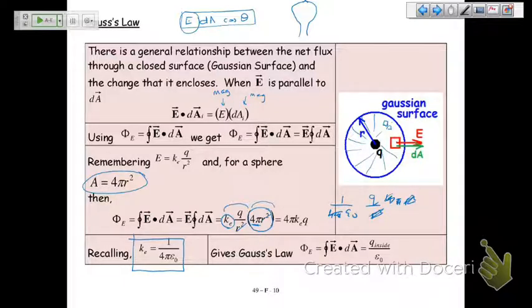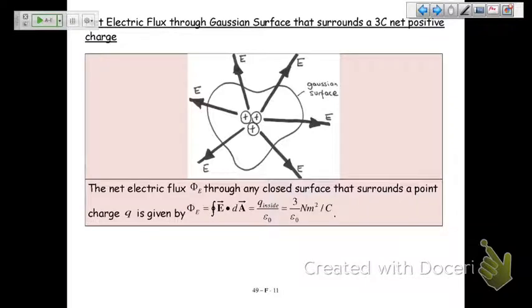Okay, cool. So this is Gauss's law. The flux is equal to the surface integral of E dot dA, which equals Q inside over epsilon naught. And it's really useful to know that because it's going to keep coming up and coming up. So all that work was to get that law at the end. Okay. Let's play with it a little bit.